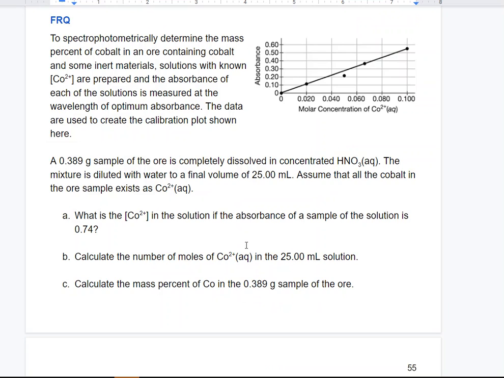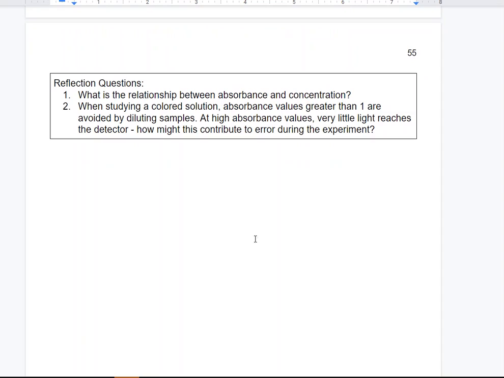For our reflection questions, what is the relationship between absorbance and concentration? So the higher the concentration of a solution, the higher its absorbance will be at a particular wavelength. So when studying colored solutions, absorbance values greater than 1 are generally avoided by diluting samples.